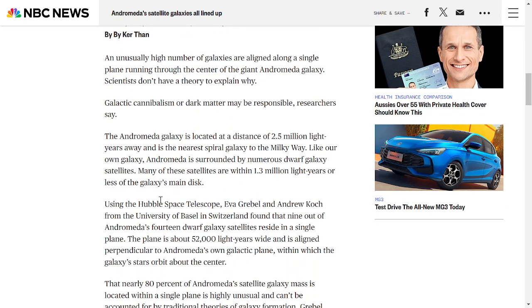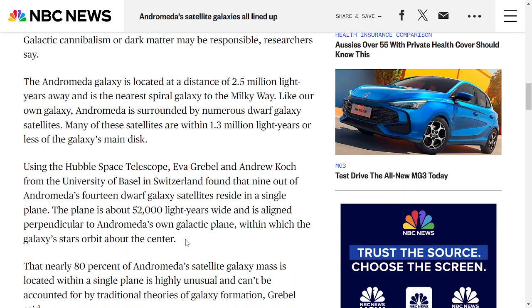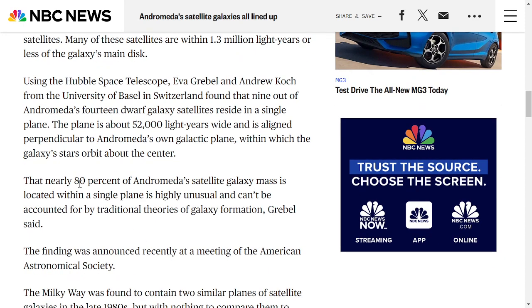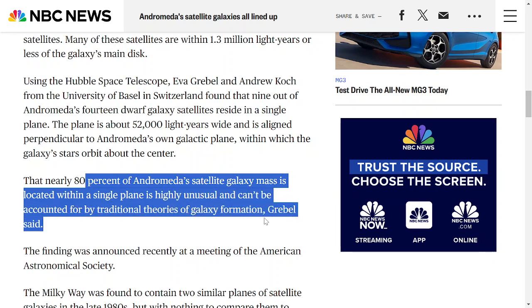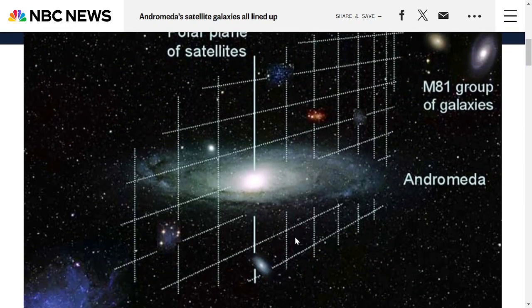And they're citing conventional theories. Galactic cannibalism. Oh, dark matter. Oh, my goodness me. This is really bad. 80% of Andromeda's satellite galaxy mass is on a single plane. It's highly unusual, and it can't be accounted for by traditional theories of galaxy formation. Yeah, it's a lie. We have traditional theories. They go back generations, and they explain exactly why.